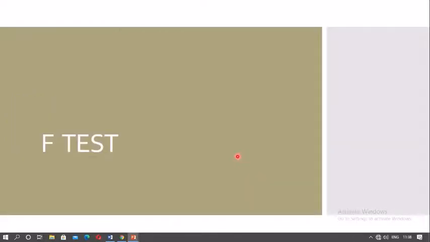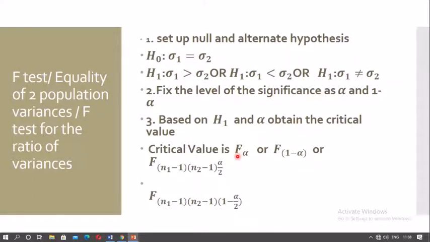Now it is the F test. In the F test also you have to set up a null hypothesis and an alternative hypothesis. The specialty of the F test is that till now the last two tests were concerned with the mean. Now here it is a bit different. This is usually called the F test, or it is also called equality of two population variances, or you can call it the F test for the ratio of variances. So it is related to the variances, and that is what you have to keep in mind.